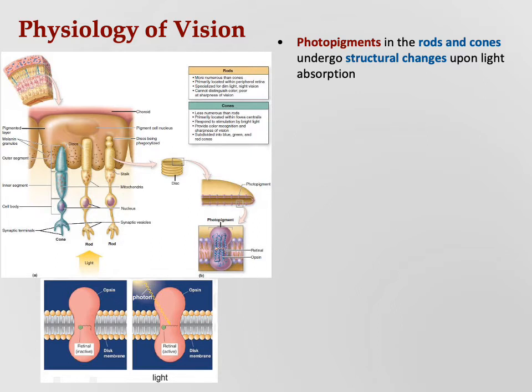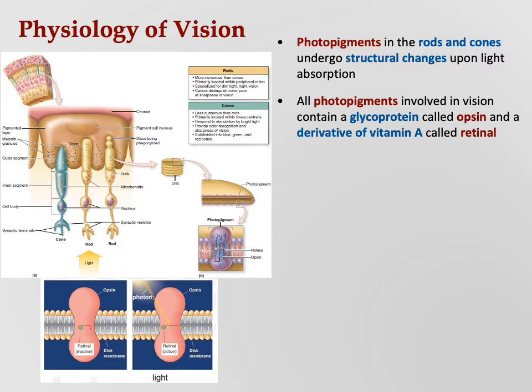So photopigments in rods and cones undergo structural changes when light hits them. The basic unit of light, the photon, when a photon hits a receptor, they undergo a structural change. All photopigments involved in vision contain a glycoprotein called opsin and a derivative of vitamin A called retinol. That's why vitamin A is important for vision. Vitamin A deficiencies lead to night blindness. Retinol is the light-absorbing part of all visual photopigments. So, in other words, a photopigment equals opsin plus retinol. All right? Photopigment equals opsin plus retinol.